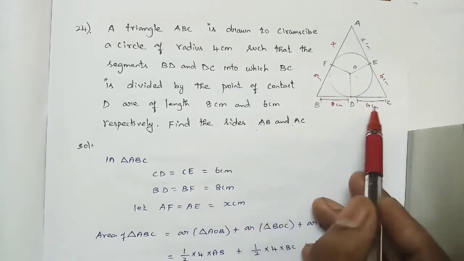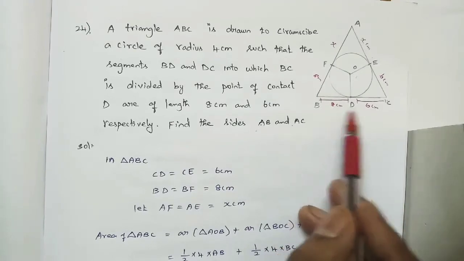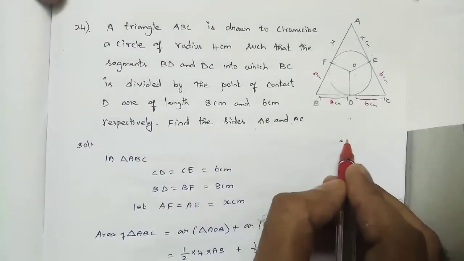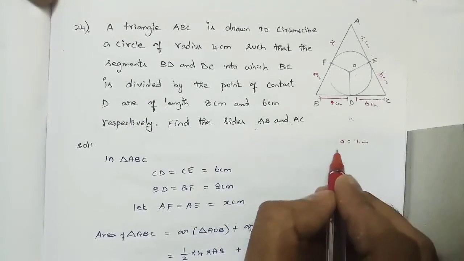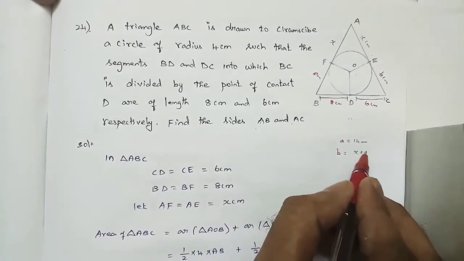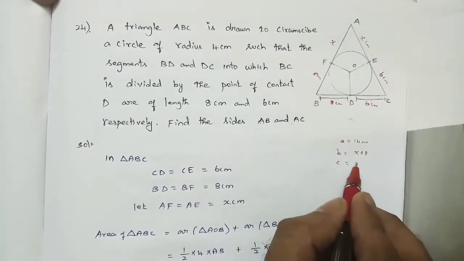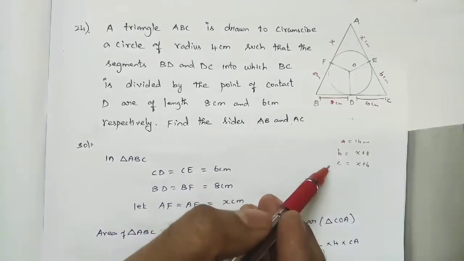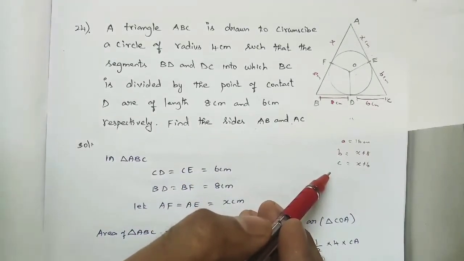So A is nothing but, yeah, the length of a is 8 plus 6, 14 centimeter. Small a is equal to 14 centimeter. And small b is equal to x plus 8 centimeter, and small c is equal to x plus 6 centimeter, right? So by using Heron's formula, I'm going to find the area of the triangle, right?